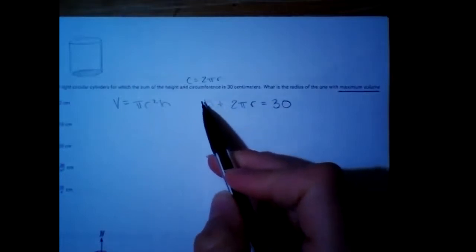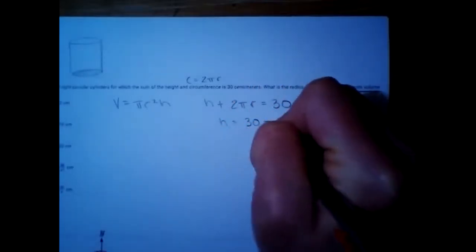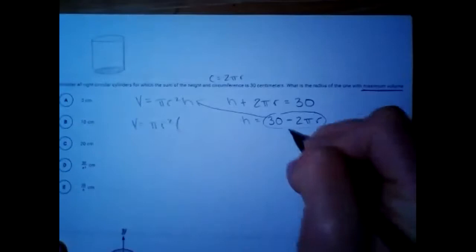And so you go back to the problem and see what other information they gave you, which they gave you right here. The sum of the height and the circumference is 30. So if we add the height plus the circumference, which is 2 pi r, that is going to equal 30. We need to solve for one of these variables, and it's going to be a lot easier to solve for h. I'm just going to subtract over this 2 pi r. And so that is going to get substituted in for h over here. So we're going to have volume equals pi r squared times all of this. And so we're going to distribute through here.